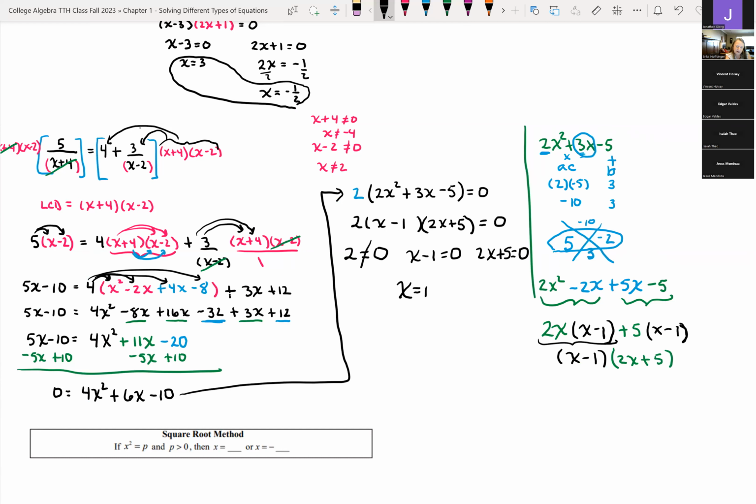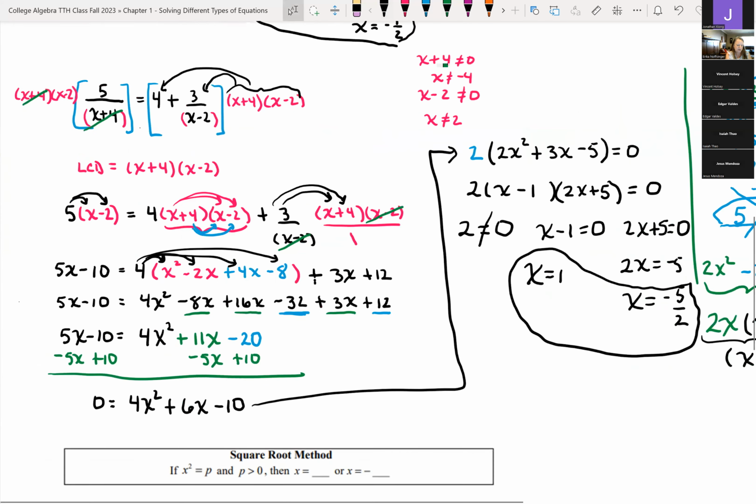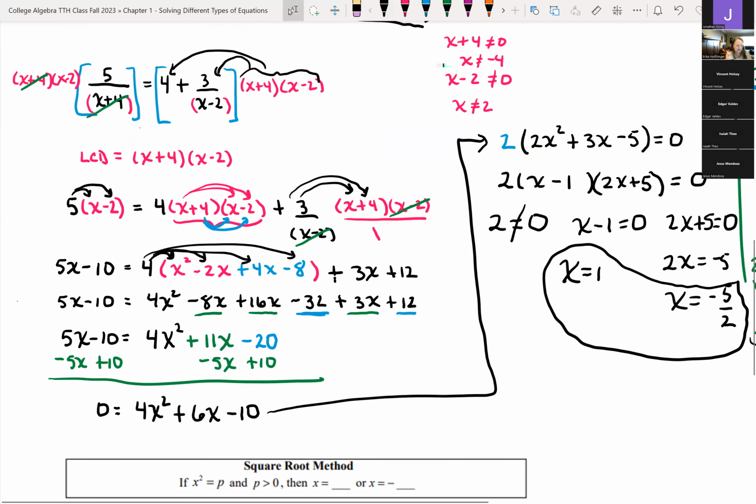And when is 2x plus 5 equal to 0? We have to do a little more work here. Subtract 5 on both sides. We get 2x is negative 5. And then divide both sides by 2. We get x is equal to negative 5 halves. So we just need to make sure that those solutions, 1 and negative 5 halves, did not set our denominator equal to 0 in our original equation, which they did not. And so, as long as I didn't make any errors that I didn't catch, that should be the solution.